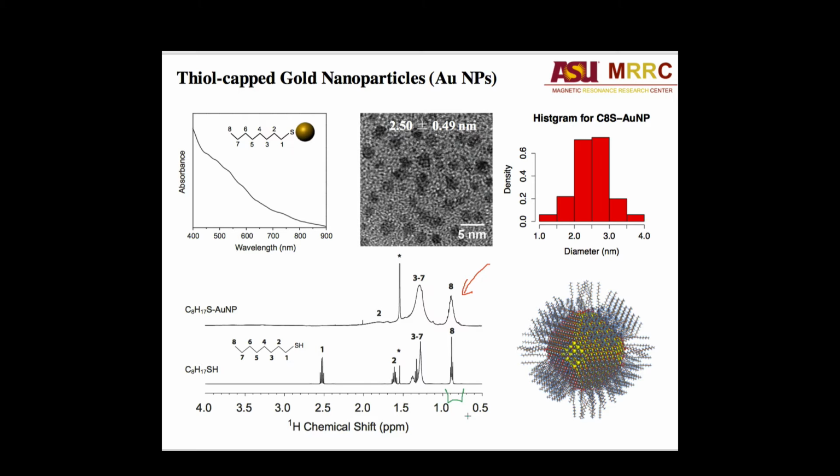So for the reason of the broadening effect, we show the illustration at the right side. Because you have different facets for the gold nanoparticle surfaces, the ligands capped to the different facets will show different chemical shifts. And in general, you will have a distribution of chemical shifts there. So that's the main reason that makes the resonance more broadened.